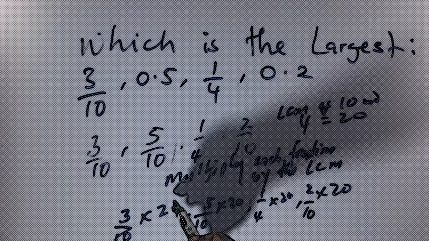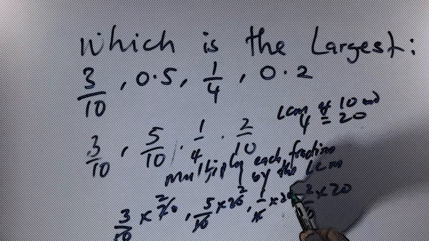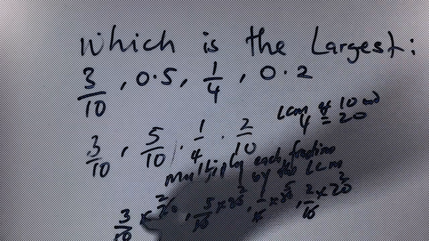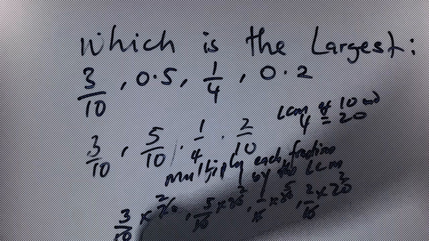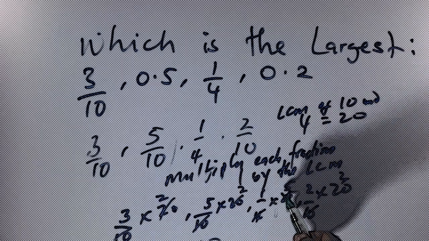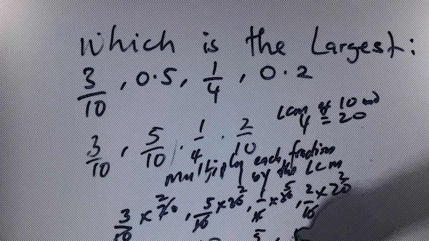Then how many 10 can we get in 20? 2. 10 in 20, 2. 4 in 20, 5. 10 in 20, 2. So you multiply it out. 3 times 2, 6. 5 times 2, 10. 1 times 5, 5. 2 times 2, 4.